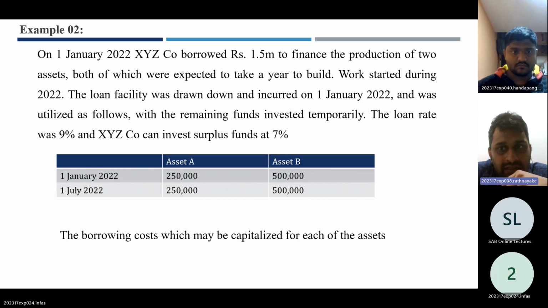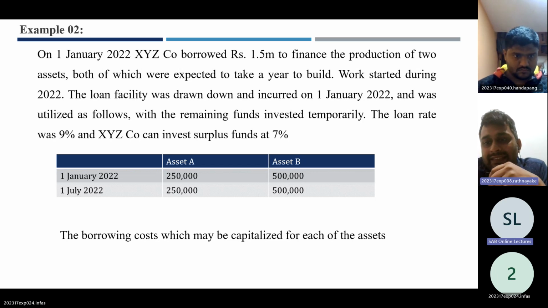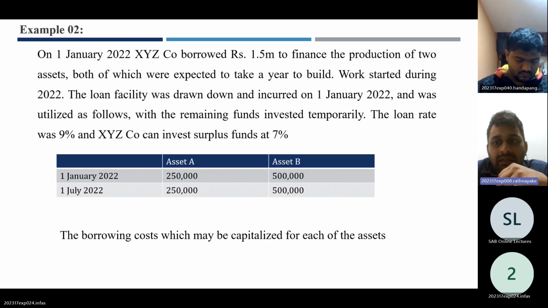In asset A, let's calculate this one. Borrowing cost for asset A comes to 45,000. It comes to 250,000 at 9% borrowing cost interest. And the remaining 250,000 we can invest at 7% for 6 months for another project. So the difference between these we can take as borrowing cost capitalization, like 36,250.